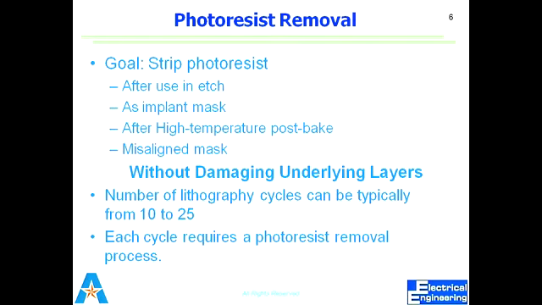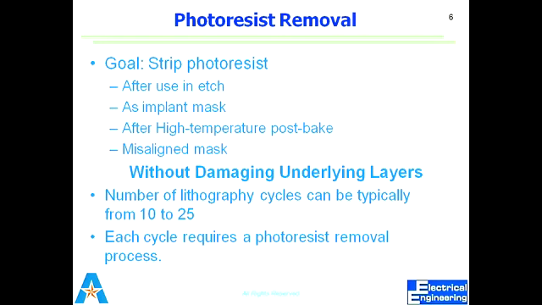Thirdly, after you develop your photoresist, you always post-bake just to make sure that the photoresist gets hardened, so it's not etched away during the etching. So after that step, you are also concerned about whether there are any residues. And the last case is actually the misaligned mask. A misaligned mask means that you need to rework your wafer.